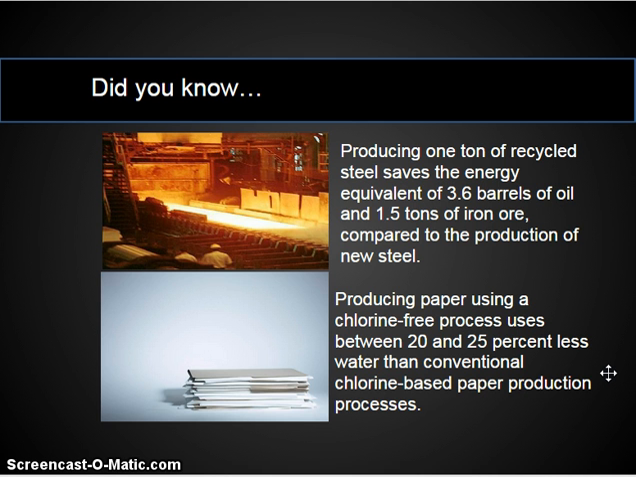Producing paper using a chlorine-free process uses between 20 and 25% less water than conventional chlorine-based paper production. So it's not just a matter of the environment, it's also a matter of efficiency.